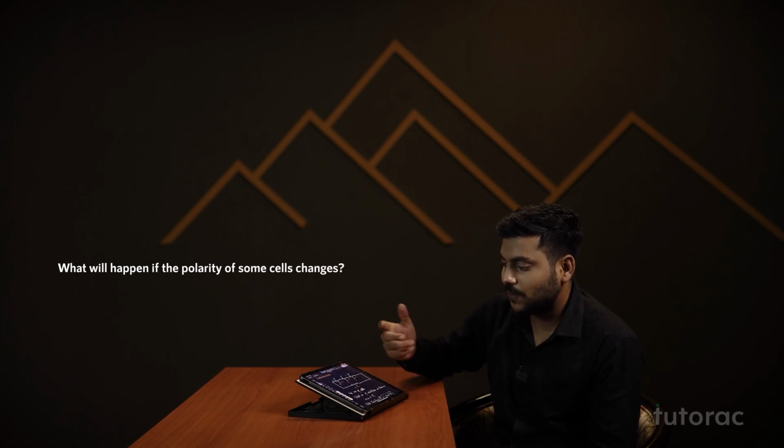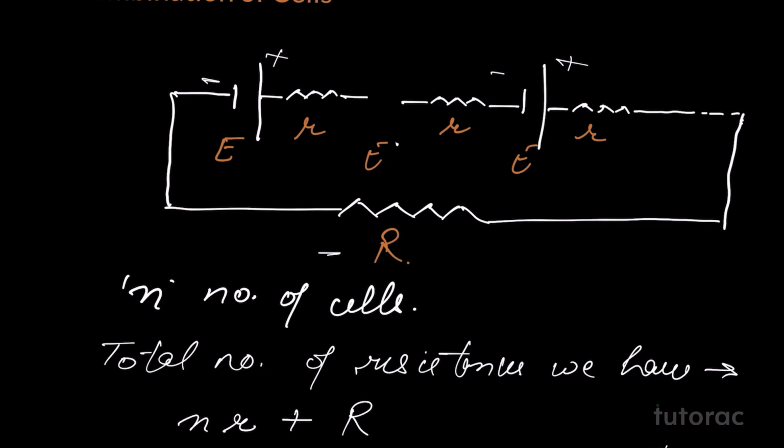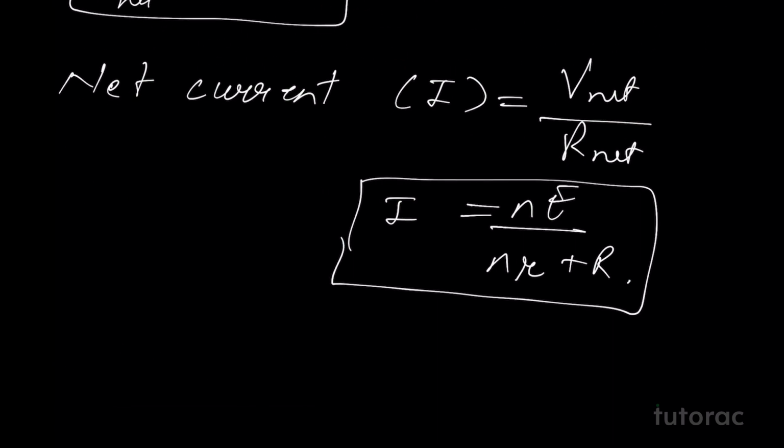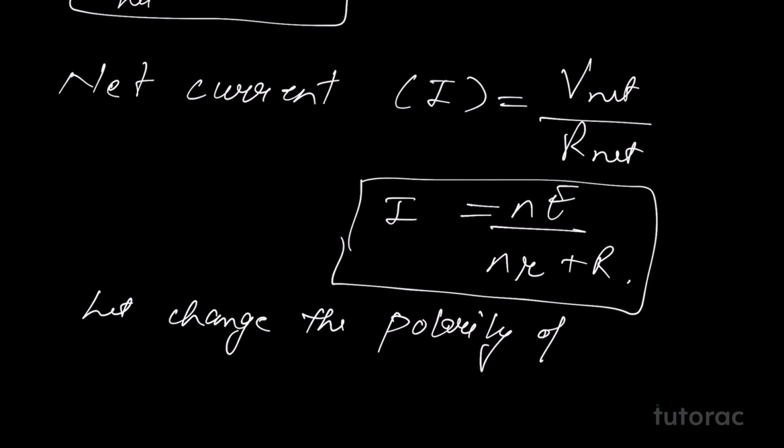Now, what will happen if I change the polarity of some electrical cells? Let's say I change the polarity of m electrical cells. So, let me erase it here somewhere. What I am doing is changing the polarity of some cells. So, this time here plus, here minus. So, what I did, let's say, I changed the polarity of m cells. So what will happen, these m cells will try to reduce the net EMF.